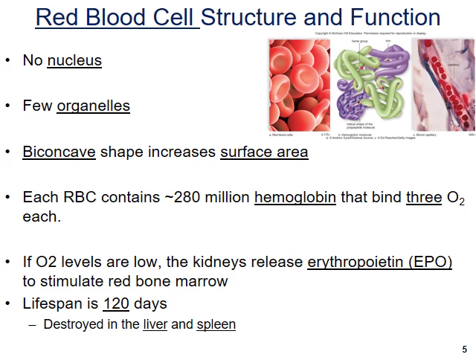So if the red blood cell doesn't have a nucleus and it doesn't have very many organelles, it's basically just full of cytosol. So what's sitting in that cytosol, in that cytoplasm? Basically it's just full of hemoglobin. Every red blood cell contains about 280 million hemoglobin, and all of those hemoglobin can bind 3 oxygen molecules. So you can have lots and lots of oxygen in each red blood cell.